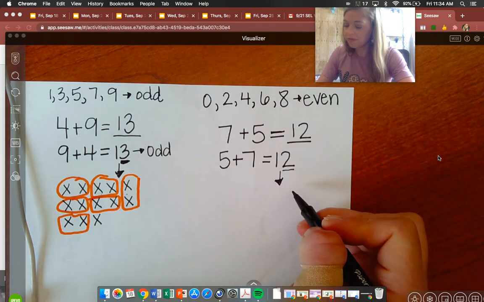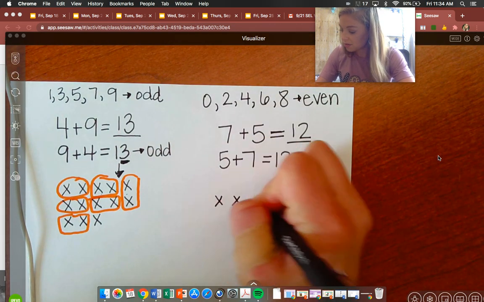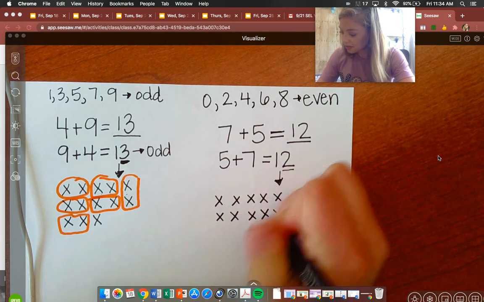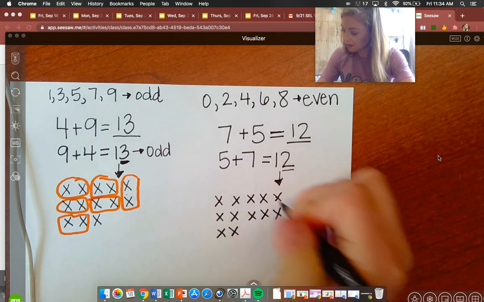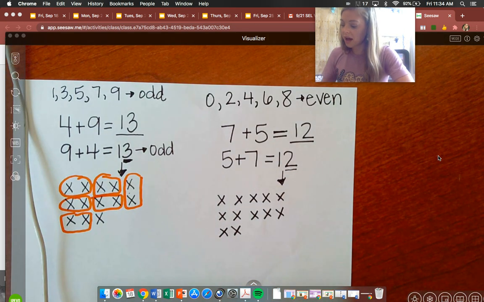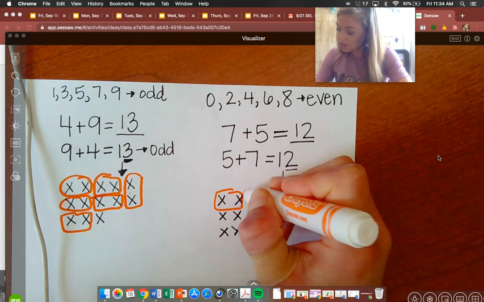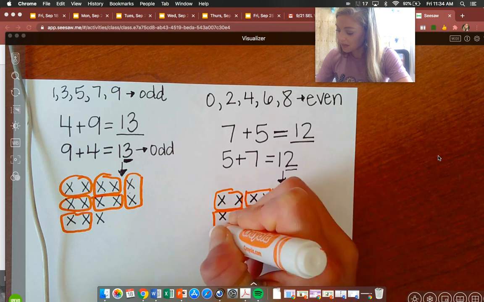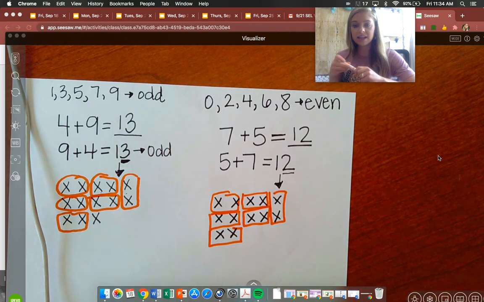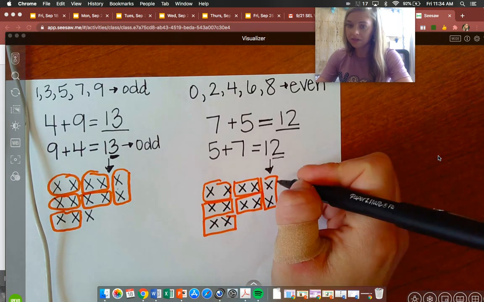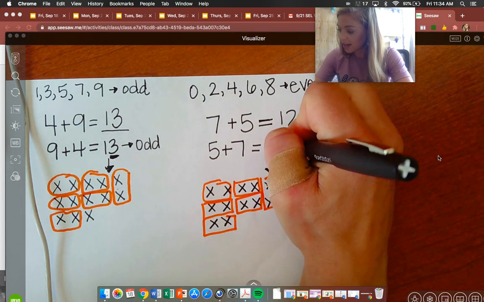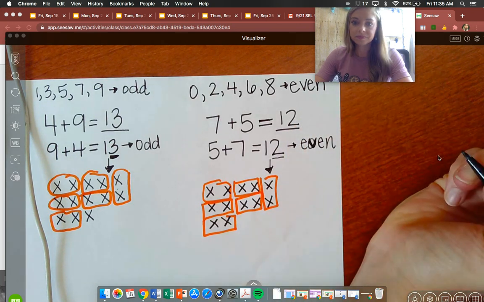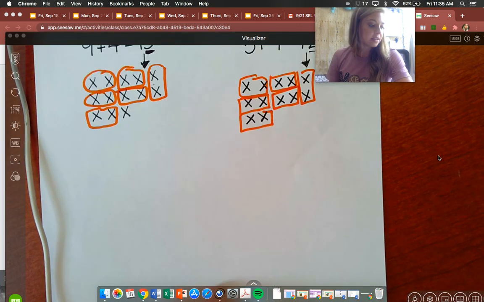Now for 12, if I have 12 X's, and I want to split them up in groups of 2, I should be able to evenly do that because there's a 2 in the ones place. And whenever there's a 2 in the ones place, it is an even number. So yes, I can split up 12 into groups of 2 evenly. That is why 12 is an even number. Okay, perfect. Let's go ahead and do another one.